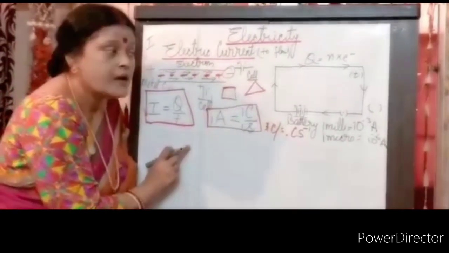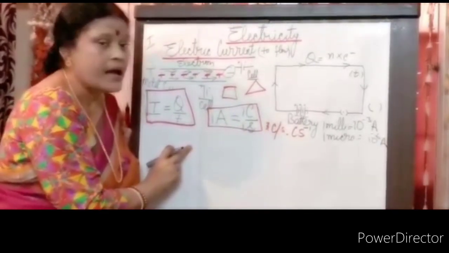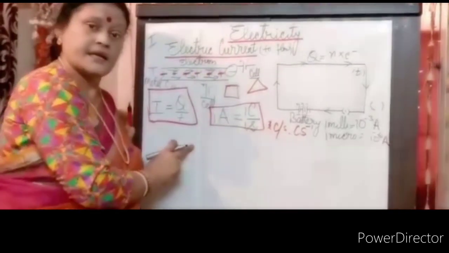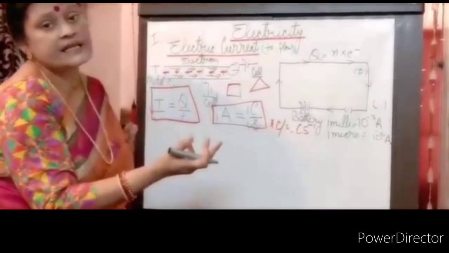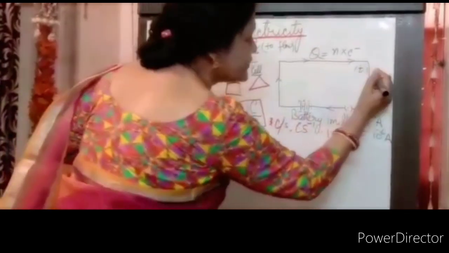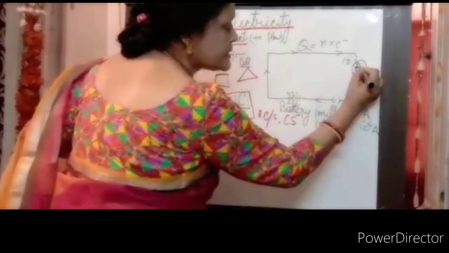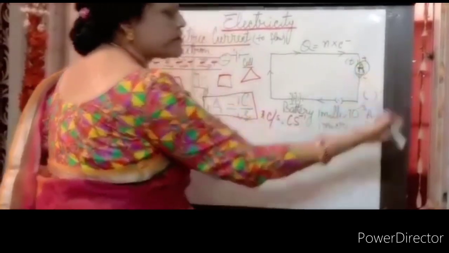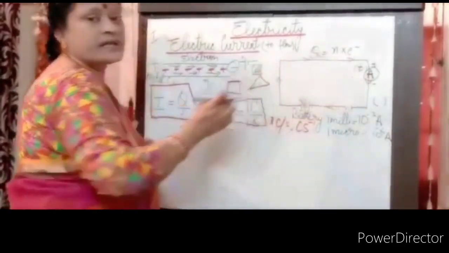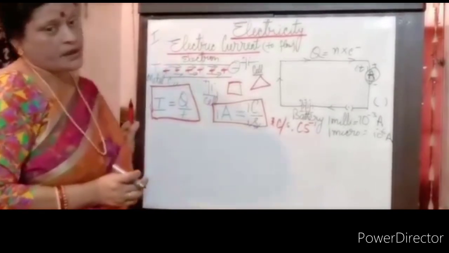Current is measured by using an ammeter, A-M-M-E-T-E-R, which is measuring the current. And it is always arranged in series combination. What is series? When we are adding it into the same wire. Suppose here, this is the ammeter, with positive and negative. So this is how, when we arrange it in the same wire, it is known as an ammeter, to measure the current.